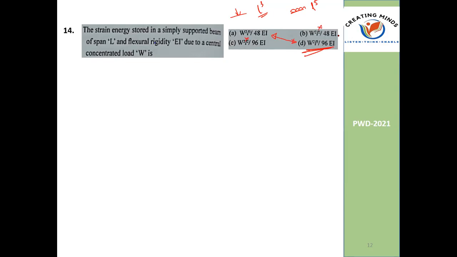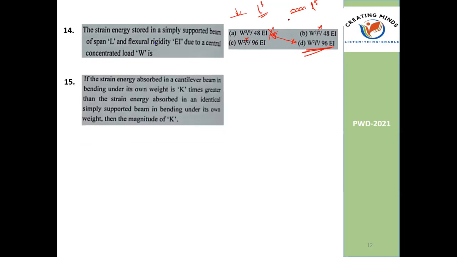Logically think. Don't suddenly jump saying 96 is there. L cube, that is very, very important. So any doubts? Generally when asked, good students make mistakes, so be careful of the trap.